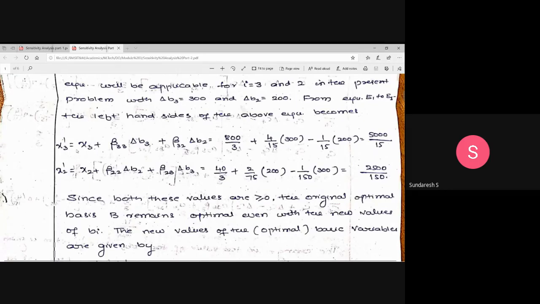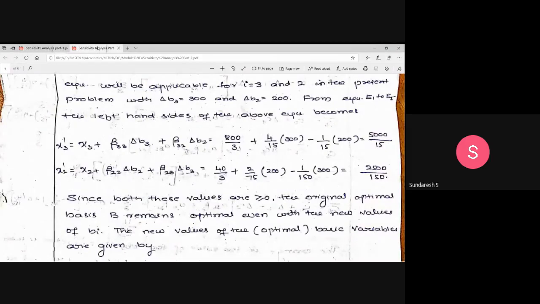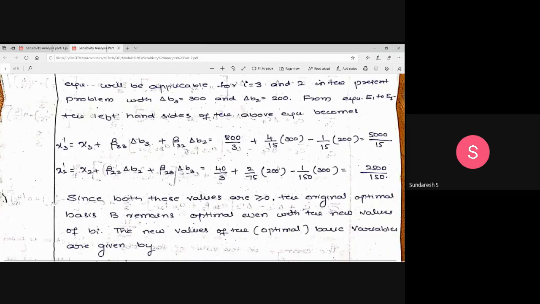The optimum solution value of x3 is 800 by 3 plus 4 by 15. Going back to the matrix we discussed previously, that is B33, which is 4 by 15. And delta B3 is 300 minus, why minus? Because beta 32 is minus 1 by 15. So minus 1 by 15 into delta B2, which is 200. So you are going to get it as 5000 by 15.